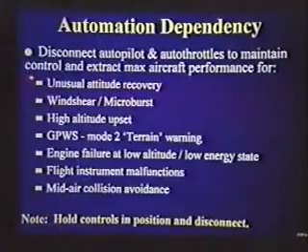And we've talked about all these today: unusual attitude recoveries, microburst, high altitude upset, GPWS Mode 2 terrain warnings, engine failure, low altitude, low energy, flight instrument malfunctions, mid-air. Well, we haven't talked about mid-air collision avoidance, but that's a perfect example of automation dependency. Let me tell you a story about me. This is me. I participated in this.